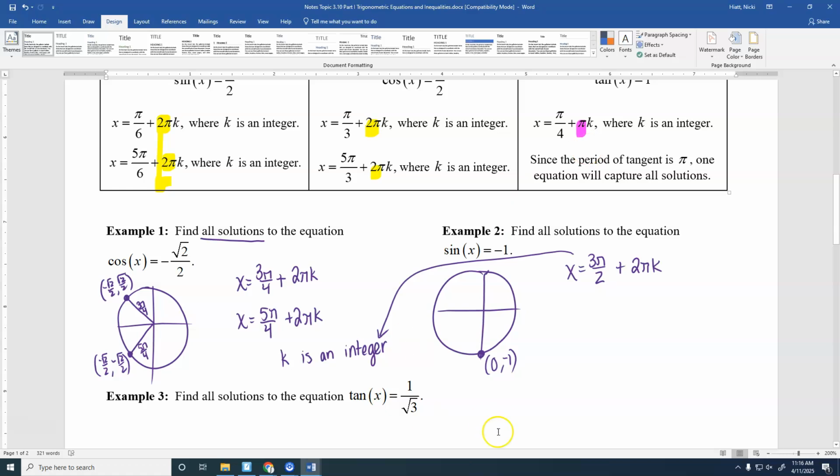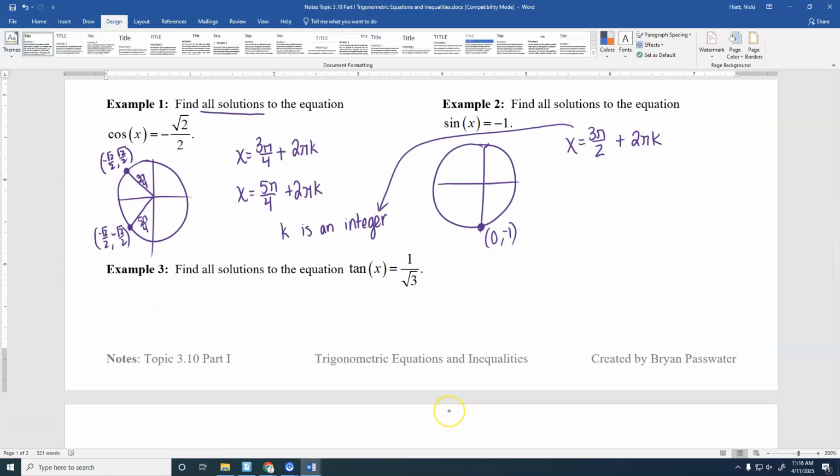All right, tangent is just slightly different. You're looking for where tangent is 1 over the square root of 3. You really only need to look at half of the circle for tangent. It doesn't really matter whether you look at first and second or first and fourth. Here, this is going to be first quadrant because those are positive.